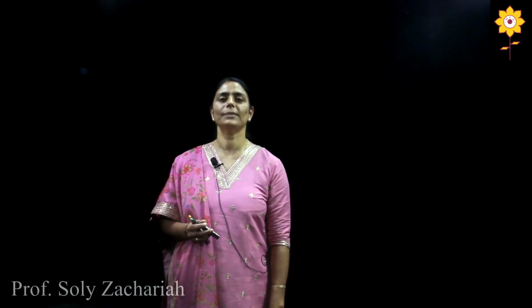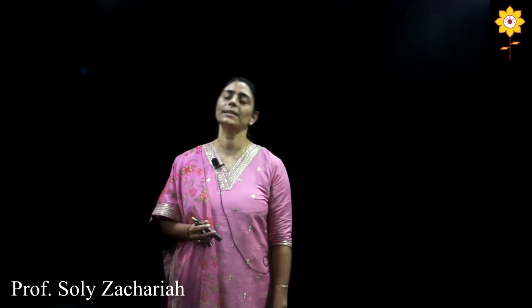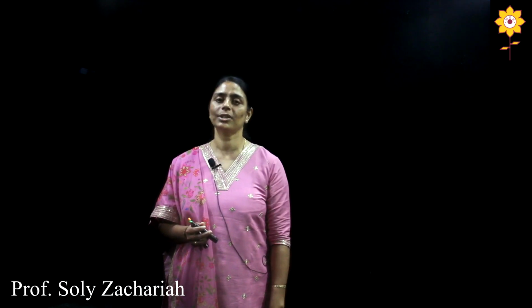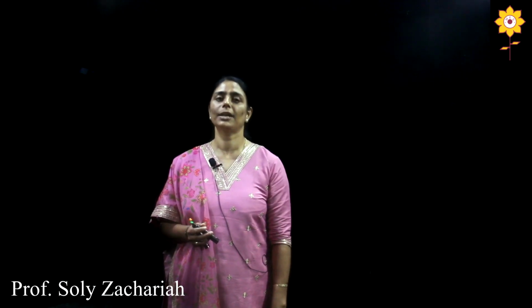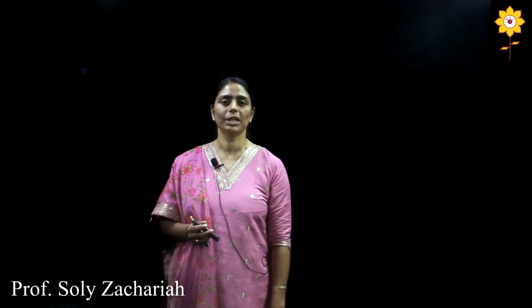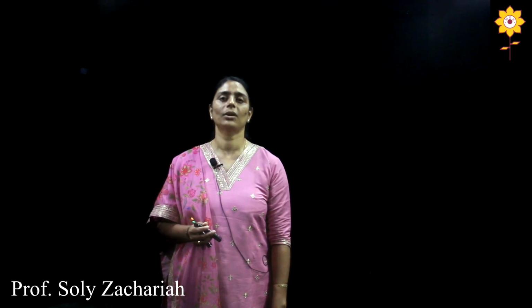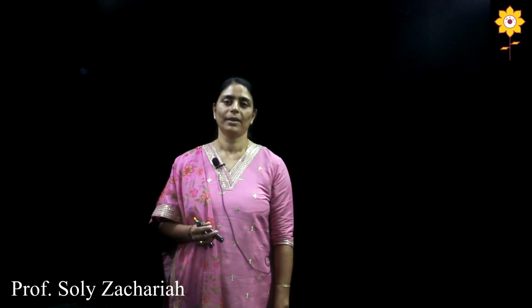In this video, we are going to discuss matrix multiplication. Let's see what a matrix is. A matrix is an array of elements arranged in rows and columns. The number of rows and number of columns involved in the array defines the order of the matrix.